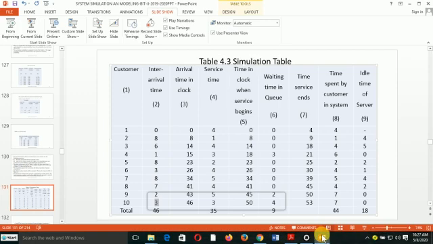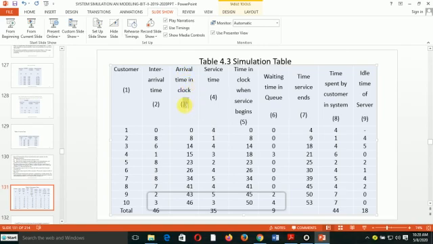Let's use this one. Service time, this is finished. Service time, it is here. So what you have to do, the service time. No, here there is another column: arrival time in the clock.